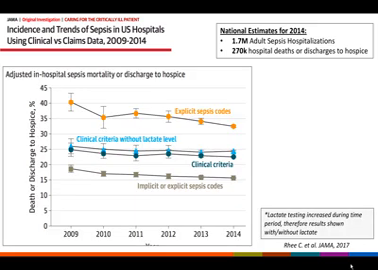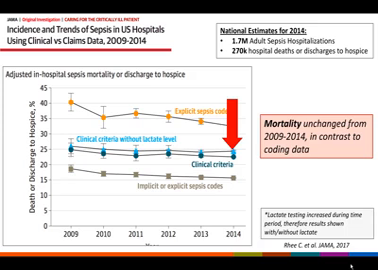When looking at in-hospital mortality or discharge to hospice, again, the blue triangles showing the CDC definition minus the lactate criteria were flat, while both coding-based sepsis definitions show a decreased mortality during this time frame. Of course, since 2014, there have been a number of newer national efforts to improve sepsis early recognition and management, and we look forward to repeating this analysis in the future to see if these numbers are improving on a wide scale.